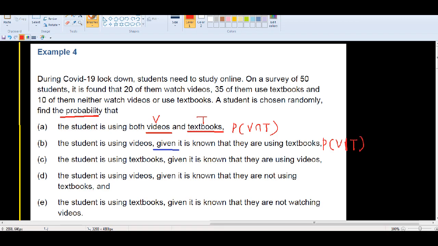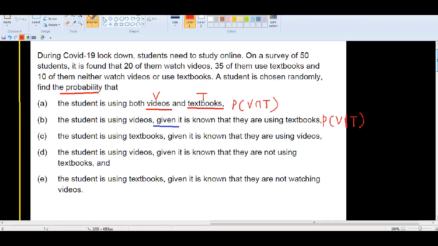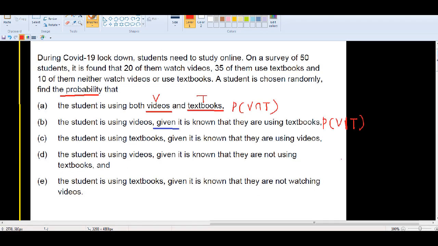Alright, all good. I'm going to give you some time to work on this. Because this one is a little bit more difficult than the previous one, I will let you have some time to try to draw the Venn diagram first, and after that, if you could do A, B, and C, then I'm going to show you how to do D and E.